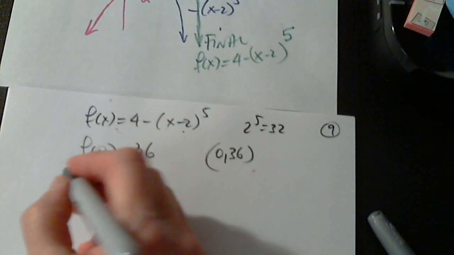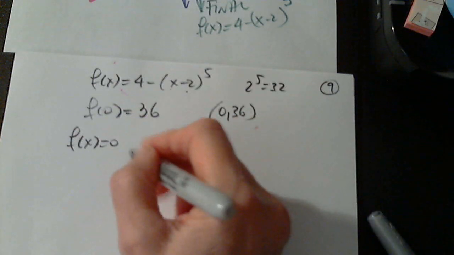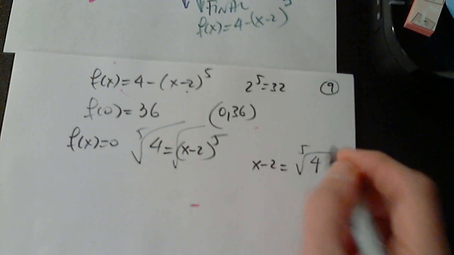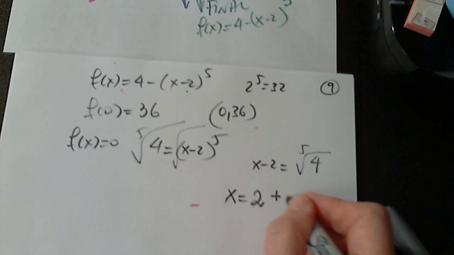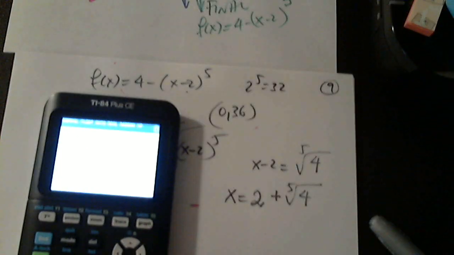Now, what about this? Well, I have f of x equals 0. So we have 4 minus (x minus 2) to the 5th equals 0, and I have to apply the 5th root. So I have x minus 2 equals the 5th root of 4, or x equals 2 plus the 5th root of 4, which I have no idea about. I have a calculator. Here it is. So I have 2 plus 4 to the power 1/5. I got 3.32.